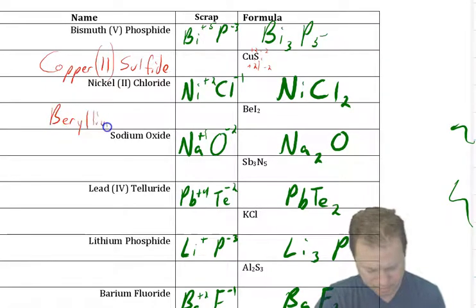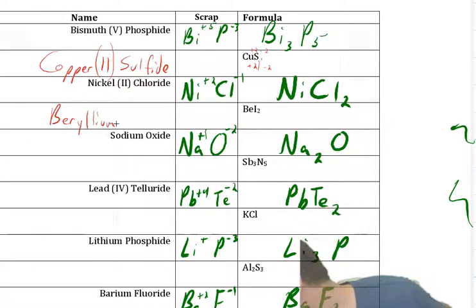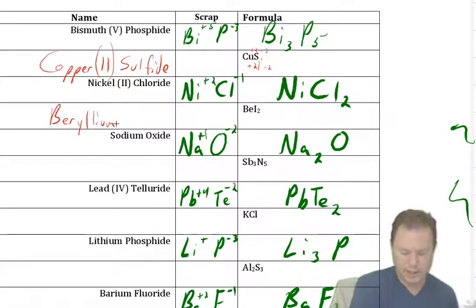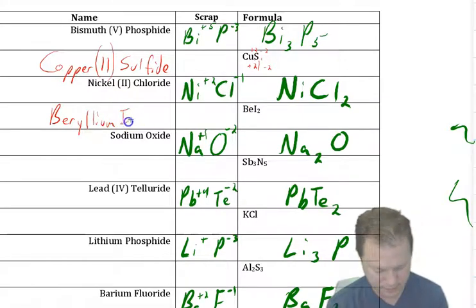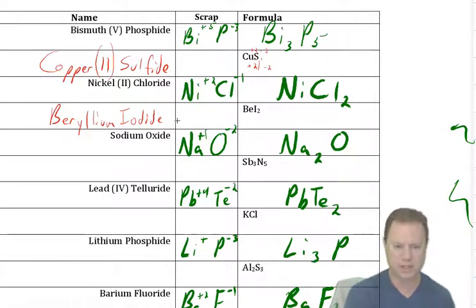Beryllium. Double L's. Yep. Beryllium, and then the iodine goes to iodide. No need for any Roman numerals of any such. It's good to go.